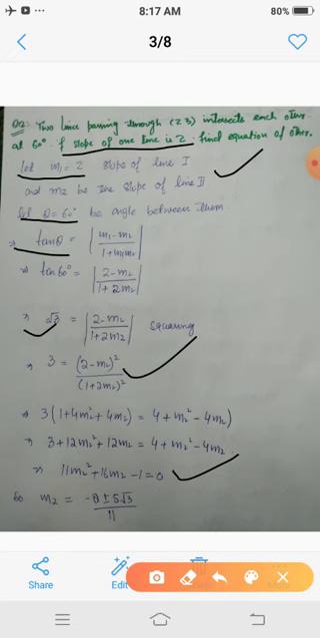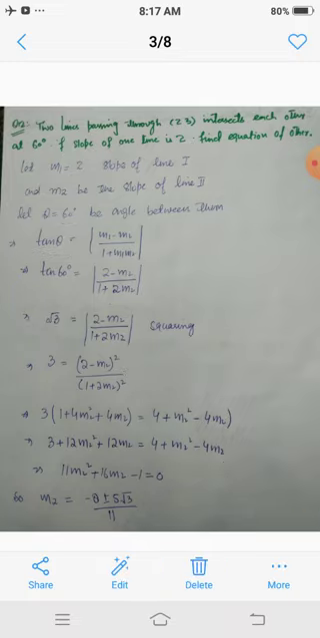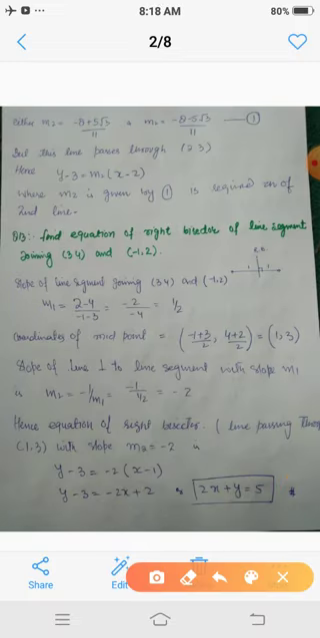So m2 is the variable. This means that we have a quadratic equation. The variable is m2. So using the quadratic rule, m2 equals minus 8 plus or minus 5 root 3 upon 11. So either m2 is minus 8 plus 5 root 3 upon 11, or m2 equals minus 8 minus 5 root 3 upon 11.